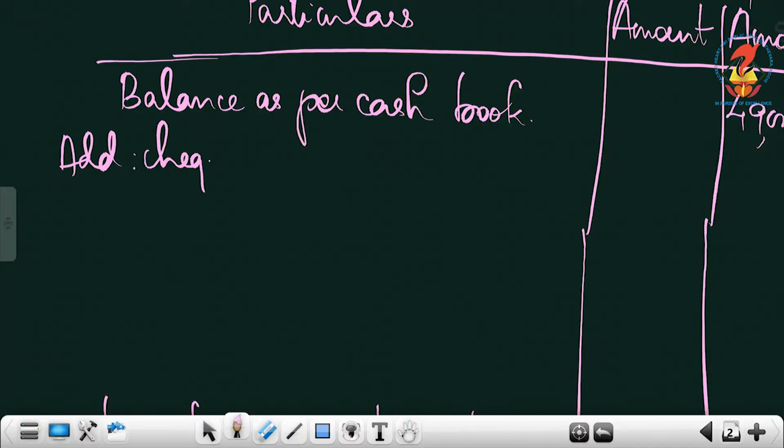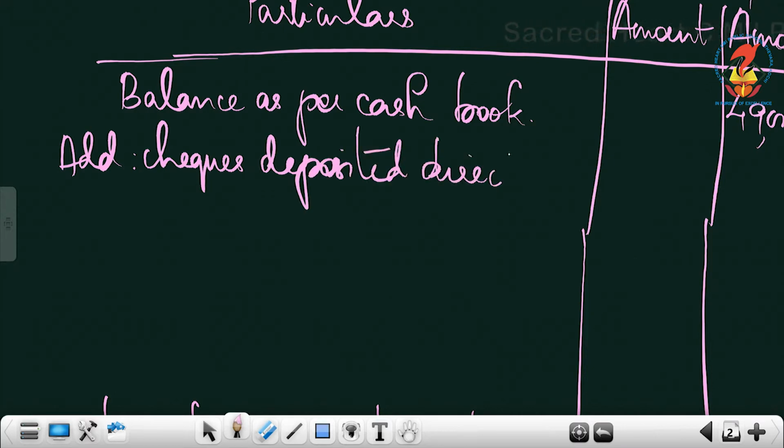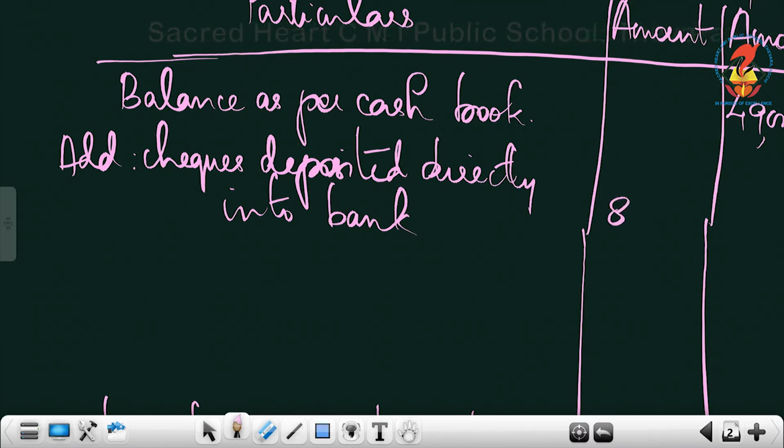So add checks deposited directly into bank. Amount is 8,000.